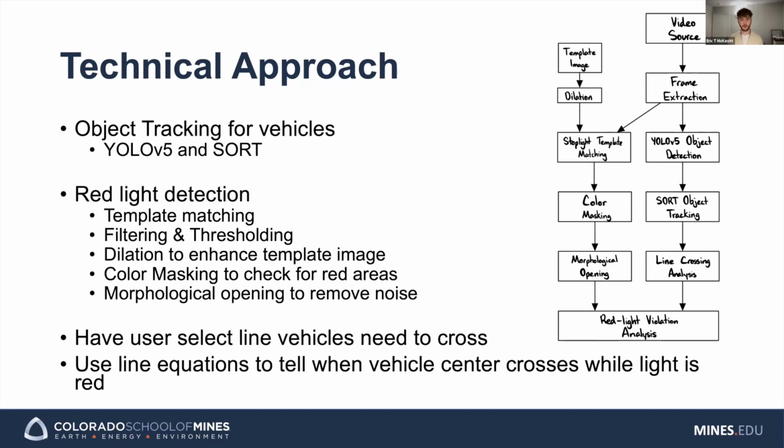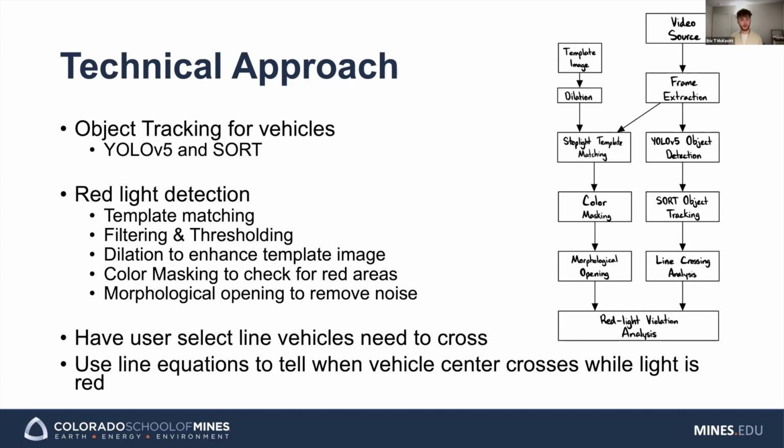And so for this, I just have the user select 2 points at the beginning of the program, and then using that line, it's pretty simple line equations to detect whether a vehicle sensor has crossed between 2 frames from one side to the next of that line while the light is red.